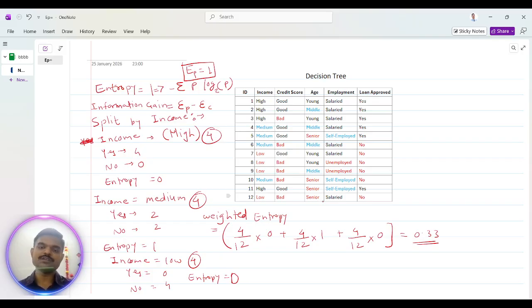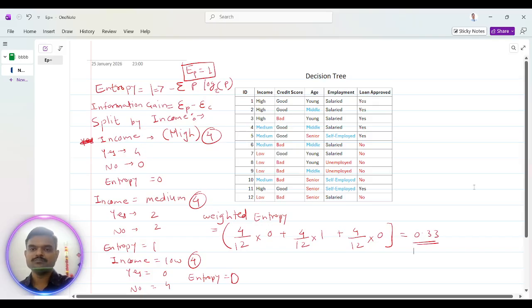Okay. Now, what is the information gain? We see information gain is parent's entropy minus child entropy. What is the parent's entropy? 1.